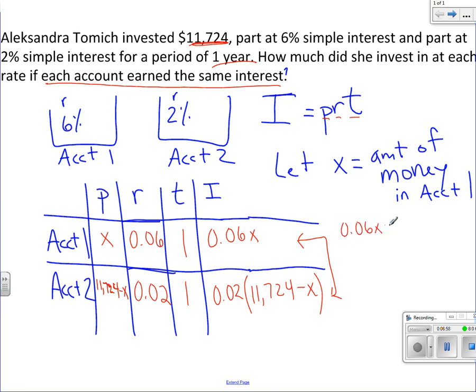0.06x equals. Yeah, I kind of wonder, what does she do for a living to have that kind of money to invest? I'm really, really jealous. I'm always looking for tidbits.